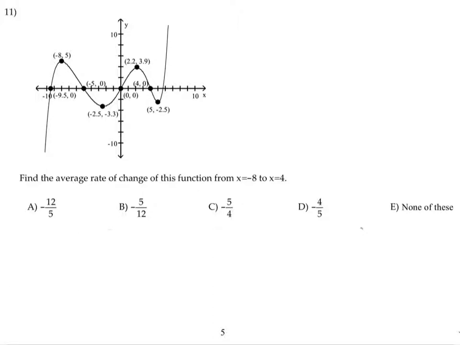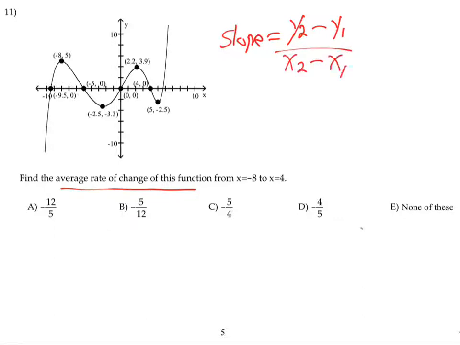Number 11, average rate of change again. So we know that means slope. y2 minus y1 over x2 minus x1. Average rate of change is slope. So how do we do that? Well, they're saying we should grab the point x equals negative 8. I'll let this be the x1 and the x2. So the x2 is 4 minus, and the x1 is negative 8.